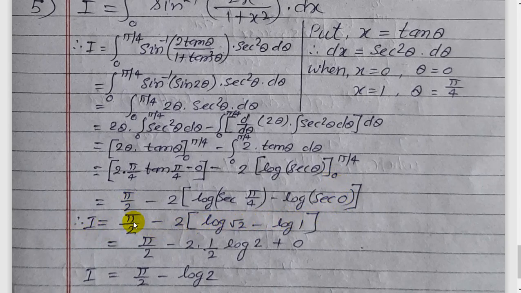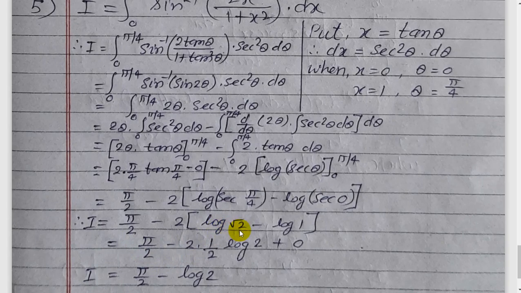Therefore, I equal to pi upon 2 minus 2 into log sec pi upon 4, which is root of 2, and sec 0 is 1. So it is log root 2 minus log 1. But log 1 is 0. So this term will be 0 in the next step. Therefore, I equal to pi upon 2 minus 2 into log root 2.